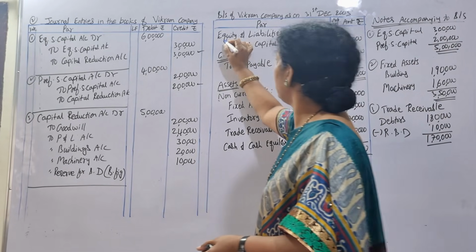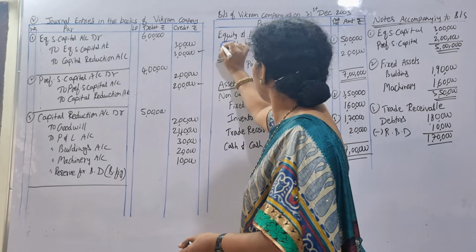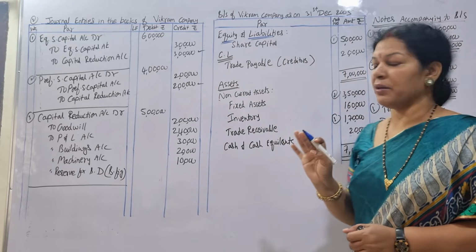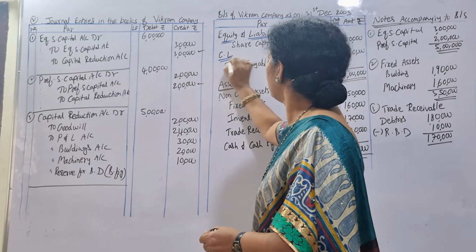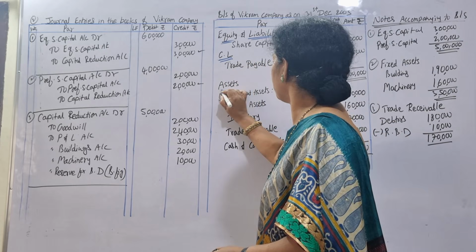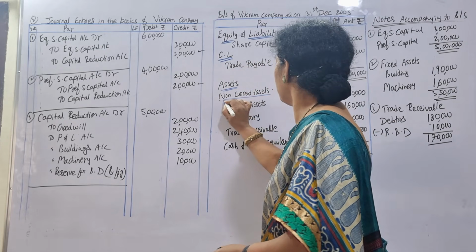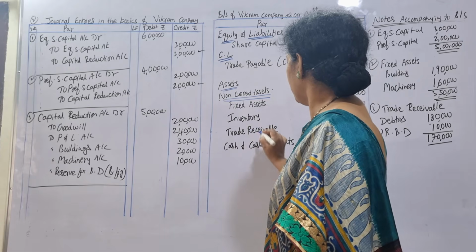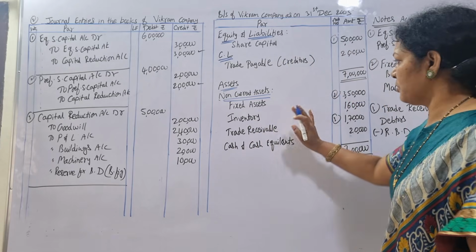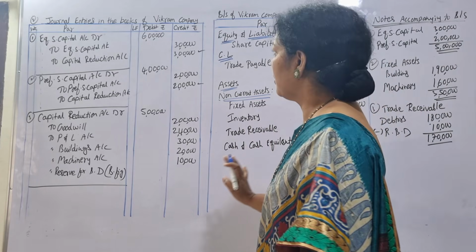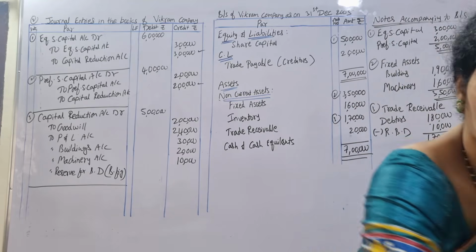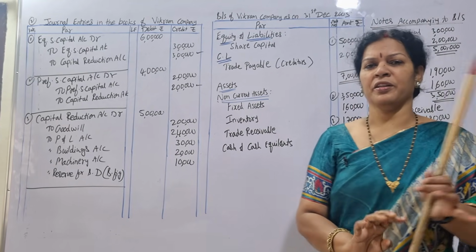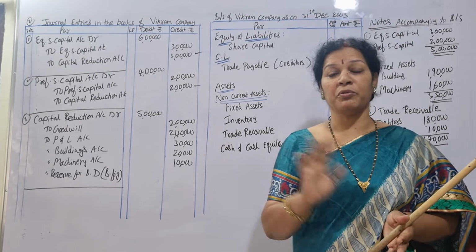One is equity and liabilities. Under this column, share capital we have written. And the next one is current liabilities. Underline it. Next, assets. Under assets, non-current assets. And the rest of the amounts are inventory and all these things. Okay. Now let me explain the entire problem. It's very easy and very clear. If you understand this problem, further problems will be easy.